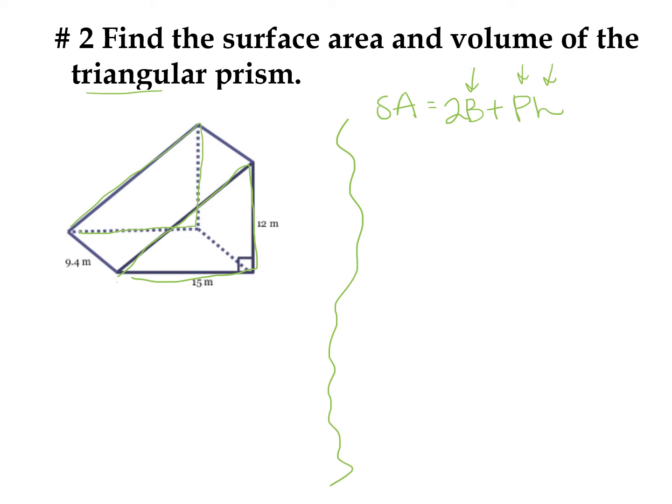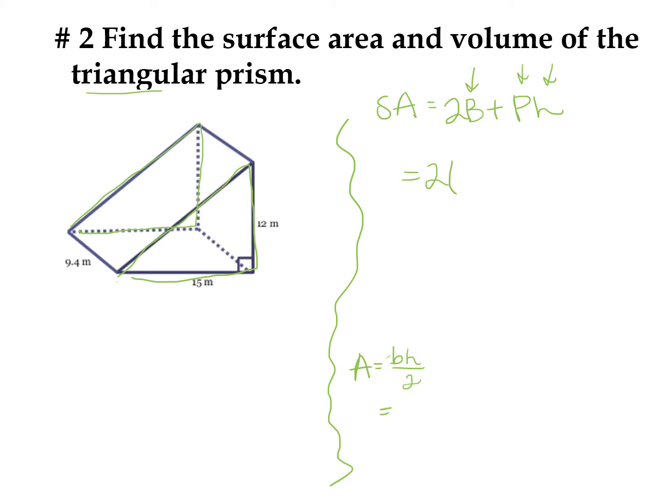So I need to find big B. So what is big B again? Again, big B is going to be the area of the base. So since my base is a triangle, I have to do some scratch work here. So this is my scratch work. The area of a triangle, I have to do base times height divided by 2 because it is a triangle.